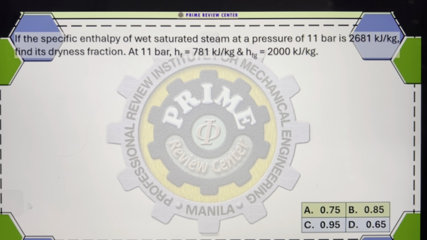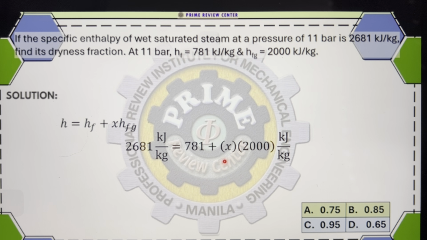And sige, so another problem sa ating discussion. So basahin ko lang. If the specific enthalpy of the wet saturated steam at a pressure of 11 bar is 2681 kilojoule per kilogram, find its dryness fraction. So naghanap lang ng dryness fraction. So this is wet saturated steam, and ang equation related sa wet steam is HF plus X HFG. So basically, ano tayong given na enthalpy H, that is 2681. HF and HFG is both given, 781 tsaka 2000. So direct sum lang yan. Yung X yung kukunin natin.